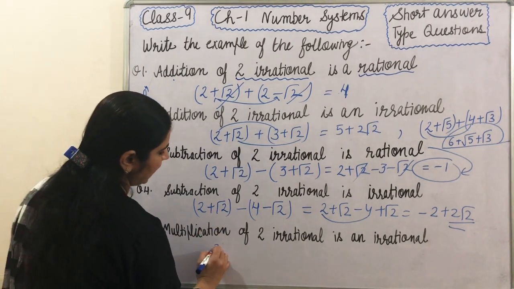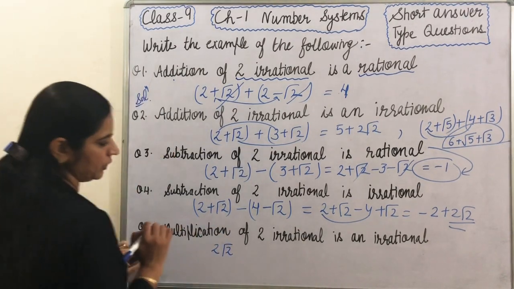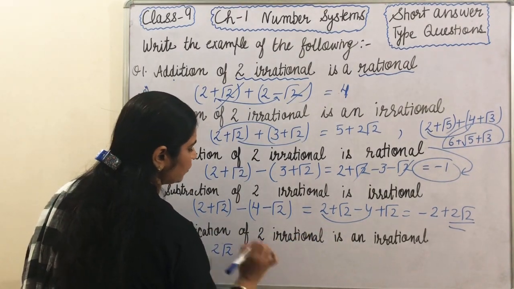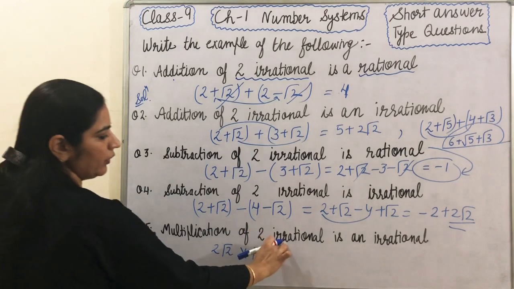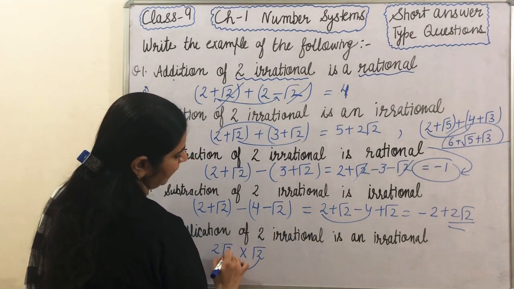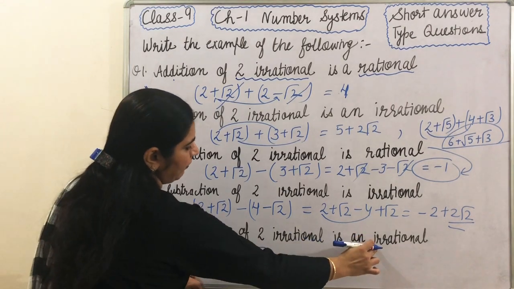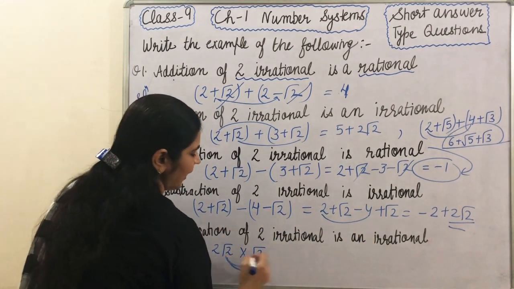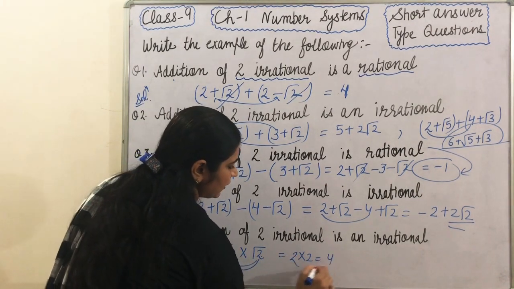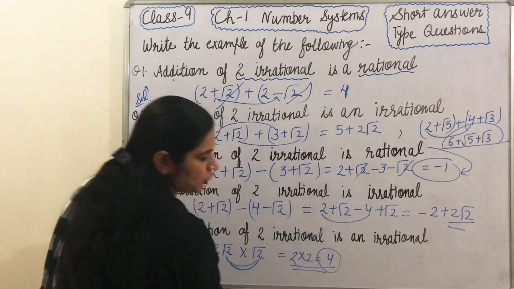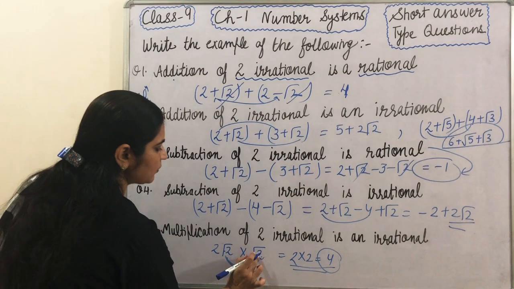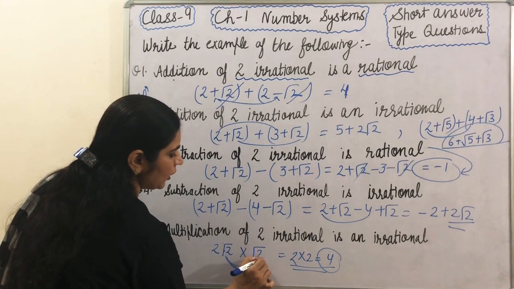Suppose I am taking 2 root 2 as the first irrational number and the second irrational is root 2. Multiplication of two irrationals is an irrational. Here if I multiply, it will be a rational number, but the requirement is irrational. Root 2 times root 2 will be 2, so the answer is 4, but rational is not required, irrational is required. So I'll take, suppose, root 3.